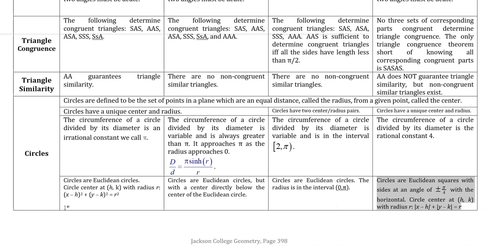Circles in taxicab geometry are Euclidean squares with sides at an angle of plus or minus pi over 4 with the horizontal, 45 degrees plus or minus. A circle at center (h, k) with radius r will have the equation absolute value of x minus h plus absolute value of y minus k equals r.